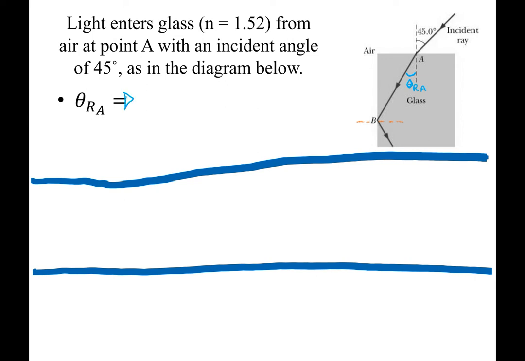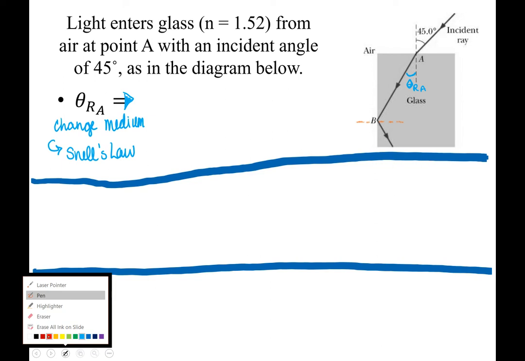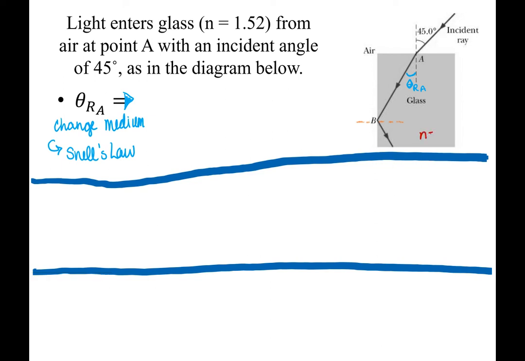And in order to find the angle of refraction at A, we need to think about some things. First of all, we change medium, or we cross a barrier. If we change medium or cross a barrier, we need to use Snell's law. Now, I'm going to label some stuff on the diagram to make it a little bit easier for me. And what I'm going to do is say that n is 1.52 when you're inside the glass, and the n for air, which would be on an equation sheet, is 1.0004. Okay.